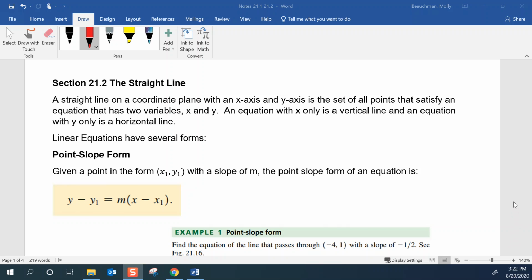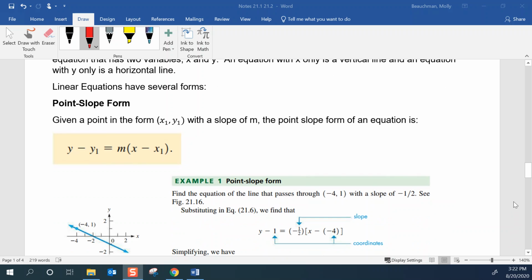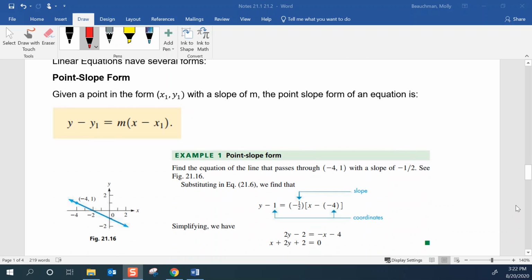This is also some of the same content that's in section 5.1. So the first form is called the point-slope form. If we're given a point of the form x1, y1 with a slope of m, the point-slope form of the linear equation is y minus y1 equals m times x minus x1.